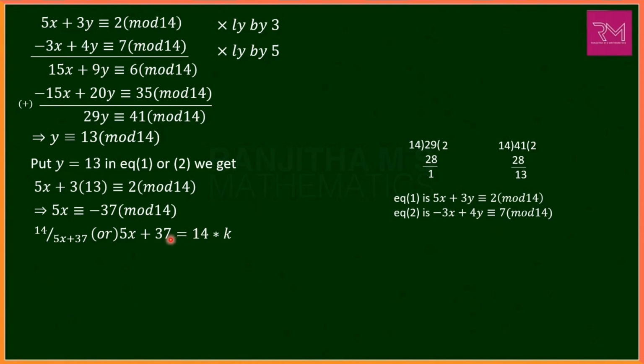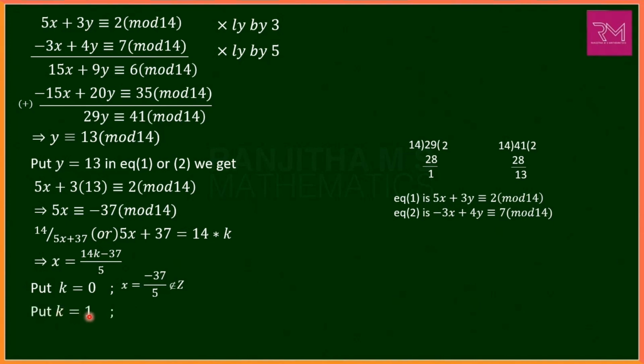So take plus 37 to the right hand side and 5 goes to the denominator, we get a value of x as 14k minus 37 divided by 5. Next step, as before, substitute k values 0, 1, 2, 3 and find the integer value of x. So put k is equal to 0. If we substitute k value 0, we get x is equal to minus 37 by 5, which does not belong to the integers Z.